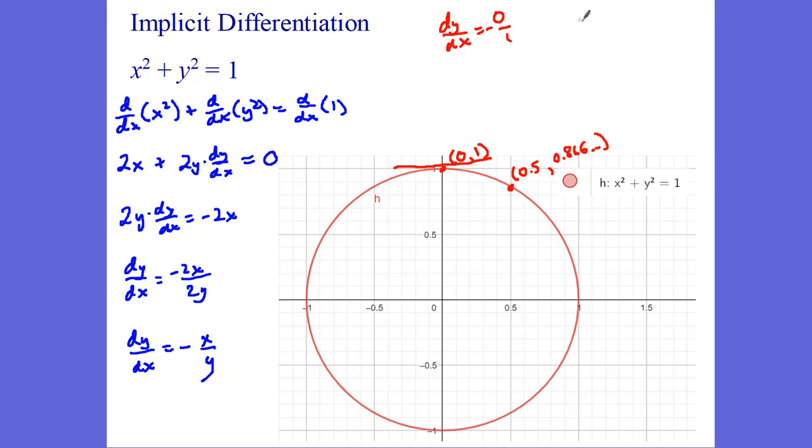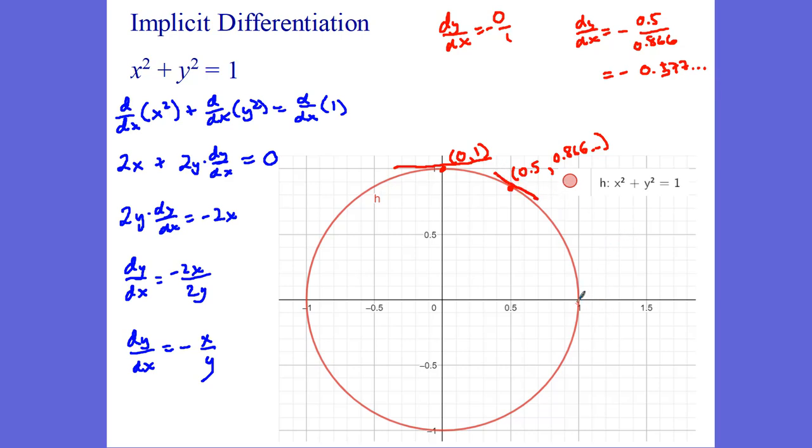I'm going to plug that into my dy over dx because that's the derivative at any point. So that's negative of my x value, that's 1/2, over my y value, 0.866, and so on and so forth. So negative 0.5 divided by that answer, I put that in, and I get negative 0.577, and it goes on. You can see I have a negative slope right here.